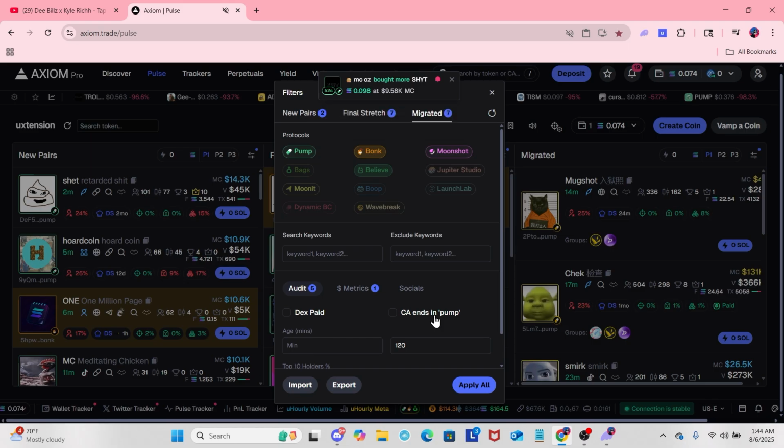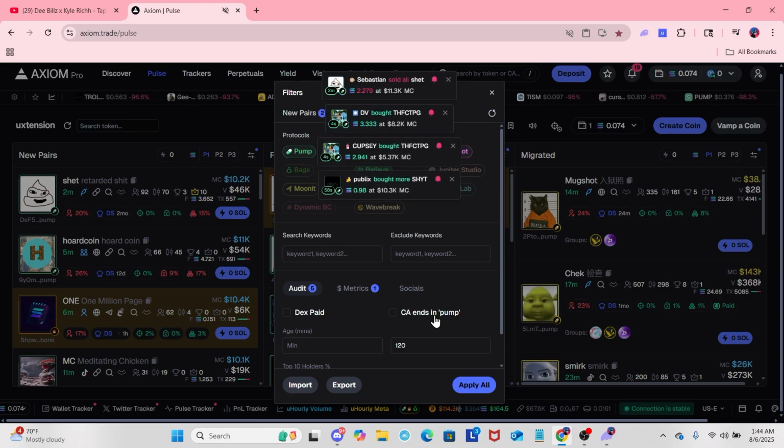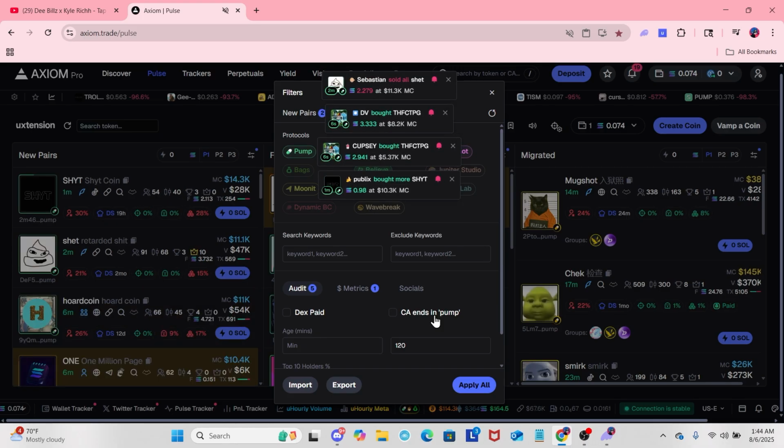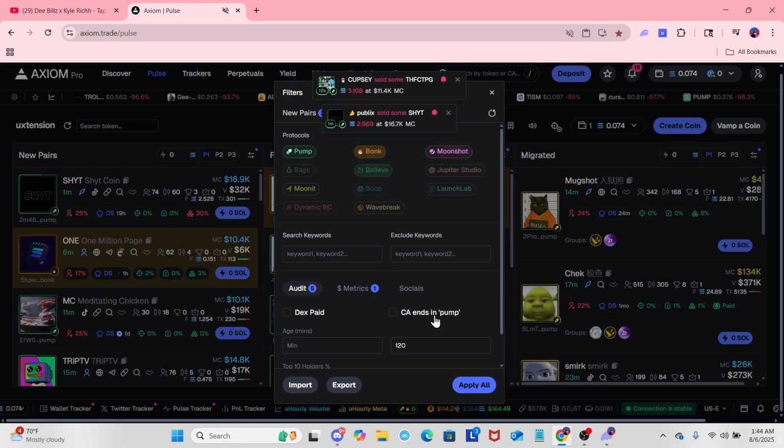So you can see coins that have been up, because with migrated, usually it's a lot of volume. It's not a coin that's gonna die out anytime soon. It's usually gonna keep pumping. So I usually have it at 120, 2 hours, so you can see all the decently new migrated coins and the coins that have been running for a good amount of time.